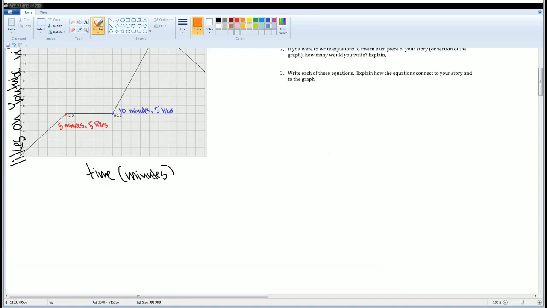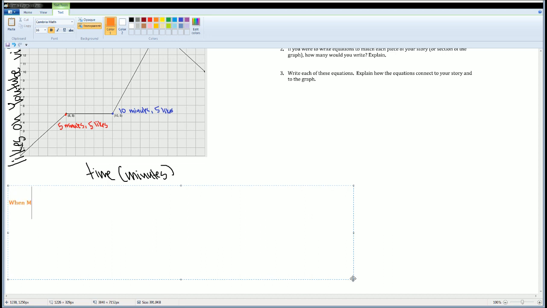So what is my story that I can write for this? I could write: when Mr. S releases a YouTube video, the graph shows the relationship between the time since the video releases and the amount of likes he gets on that video.